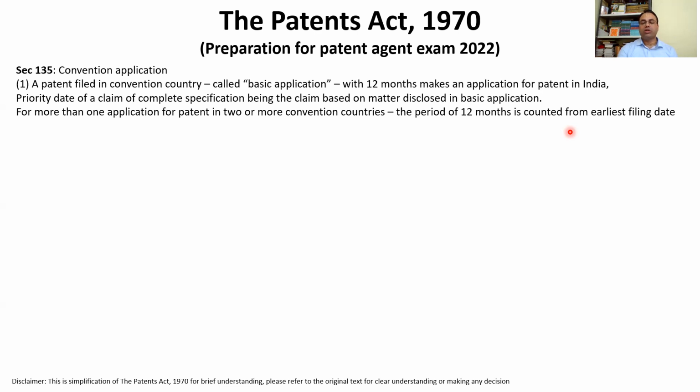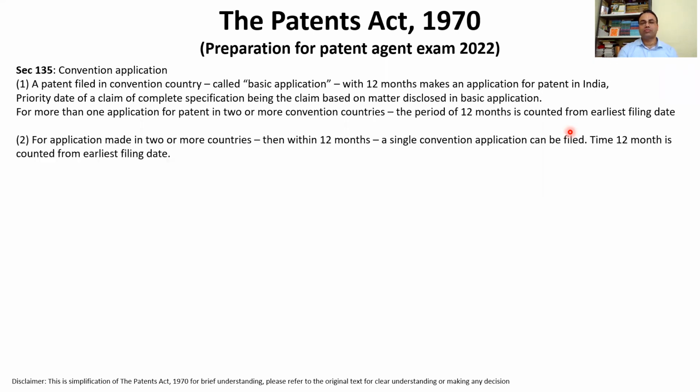So whenever we open a patent, we can see lots of priority dates and priority countries mentioned there, and we can see the corresponding dates. For applications made in 2 or more countries, within 12 months, a single convention application can be filed. Okay, so first, 135.1 talks about the priority dates: the earliest priority date, simple one.